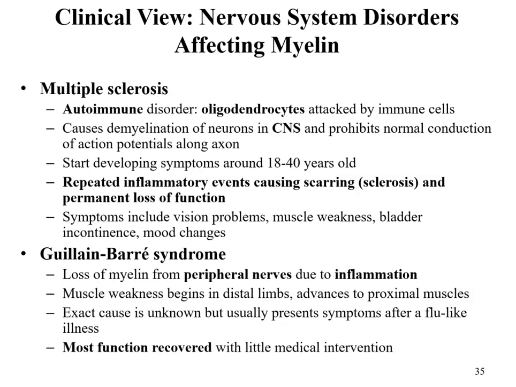Guillain-Barré syndrome, on the other hand, is going to be a loss of myelin from peripheral nerves due to inflammation. Muscle weakness is going to begin in the distal limbs, advancing to the proximal muscles. The exact cause is unknown, but it usually presents symptoms after a flu-like illness. And sometimes you will see Guillain-Barré listed as a possible side effect to vaccinations, okay? But with Guillain-Barré, unlike multiple sclerosis, you're going to be able to recover almost all, if not all, function with very little medical intervention.